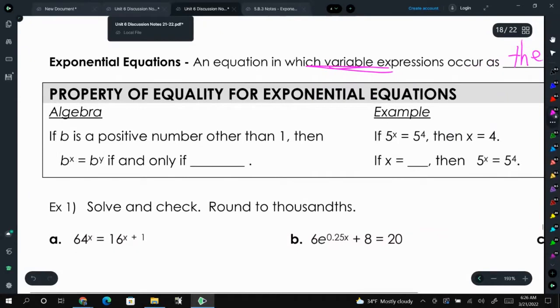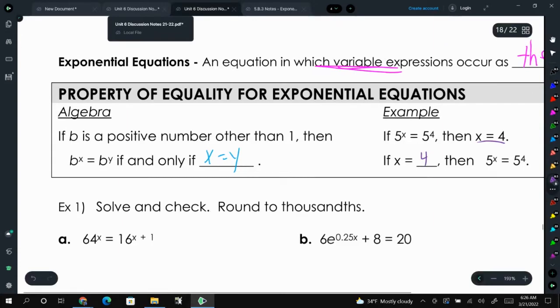And we've done some of these before, where if our bases are the same, then our exponents must be equal. So if b is a positive number other than 1, then b to the x equals b to the y if and only if x equals y. So whatever the exponents are would be equal. And it might be more than just x equals 3. It could be a whole expression. So here, if 5 to the x equals 5 to the 4th, then x must equal 4. And if x equals 4, then 5 to the x equals 5 to the 4th.